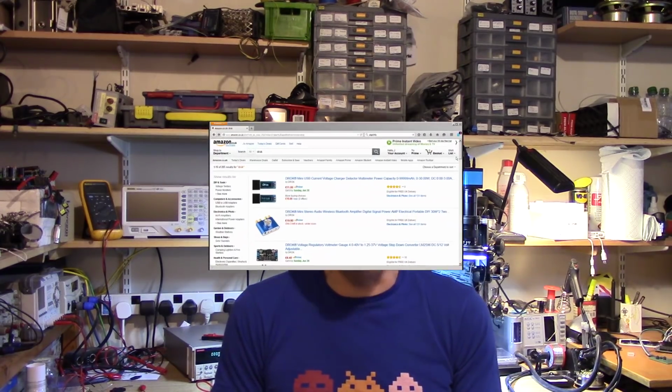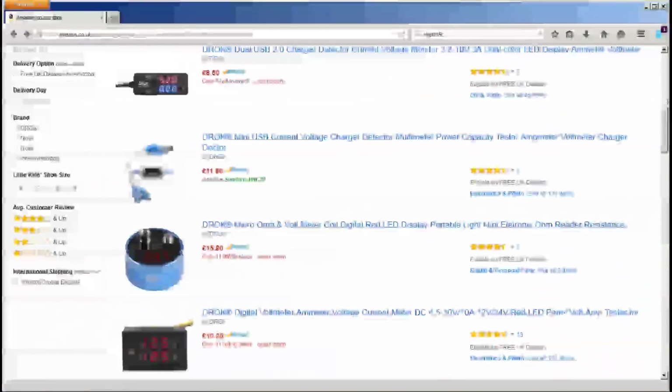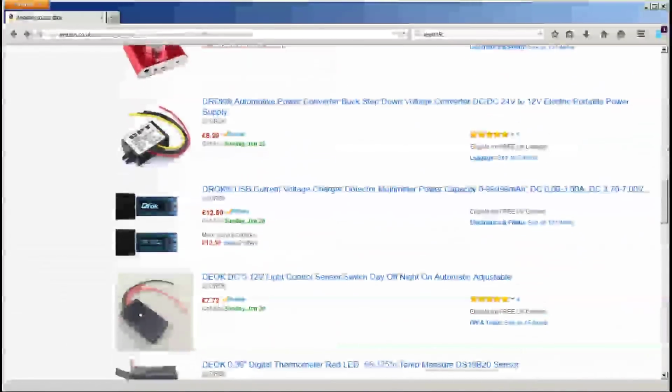I was contacted through YouTube by an eBay and Amazon seller called Drok, D-R-O-K. I think they're more than just a seller because they have products with their own logo on the front. But anyway, they asked me if I'd be interested in taking a look at one of their buck converters. They'd seen my review of a variety of boost converters and it's the sort of thing I like looking at. So I happily agreed and they've shipped me one of these things and thought we'd have a look at it.